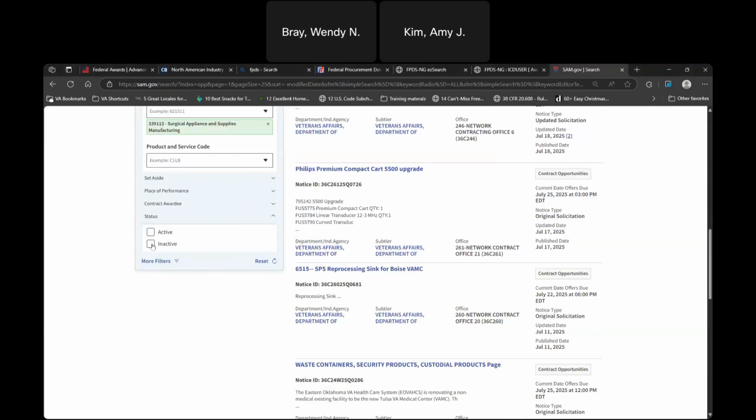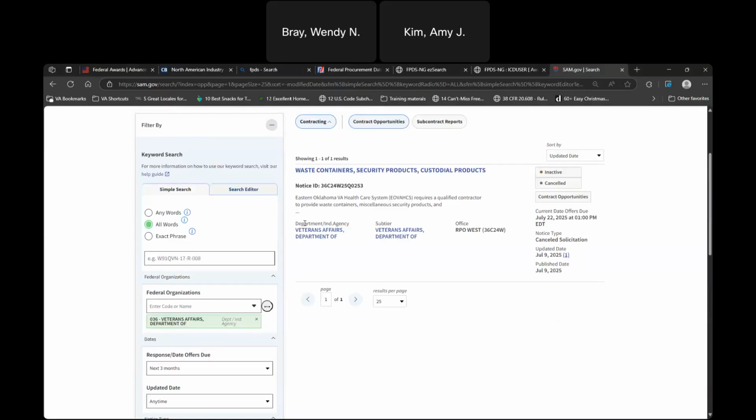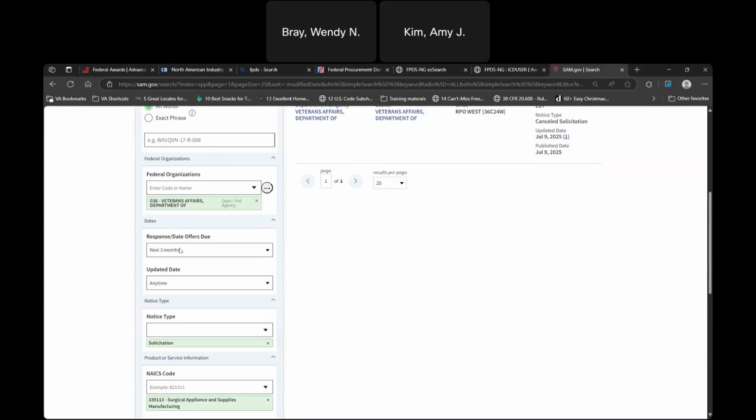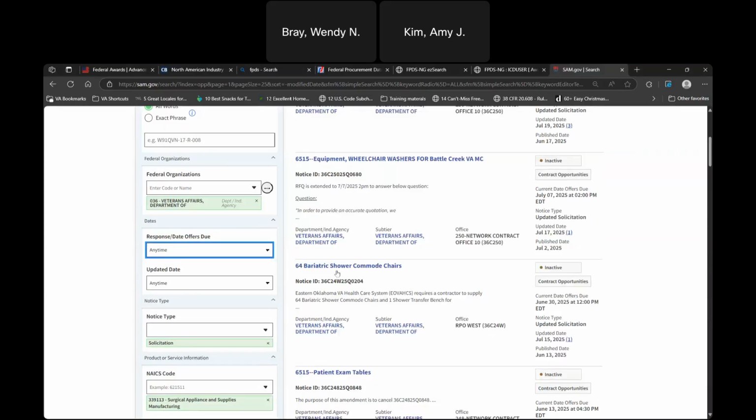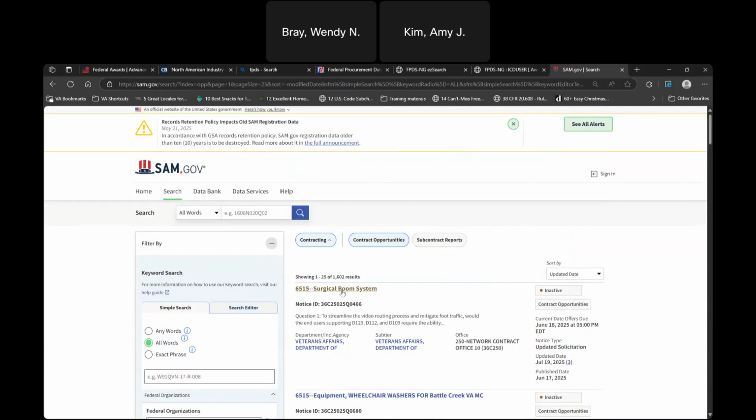Now, let's just say inactive. Let's just say I didn't see anything for active. I want to look at inactive. And one of the things you want to make sure to do is go back and select anytime so that it pulls back the data.